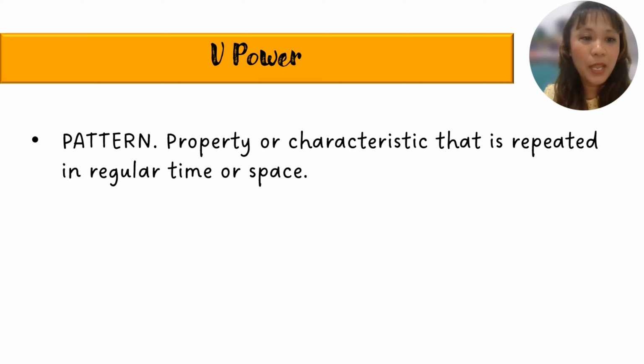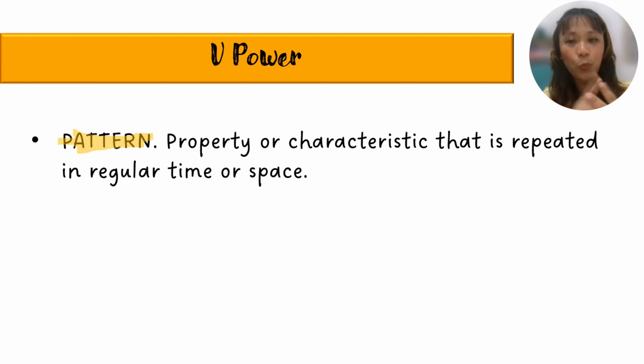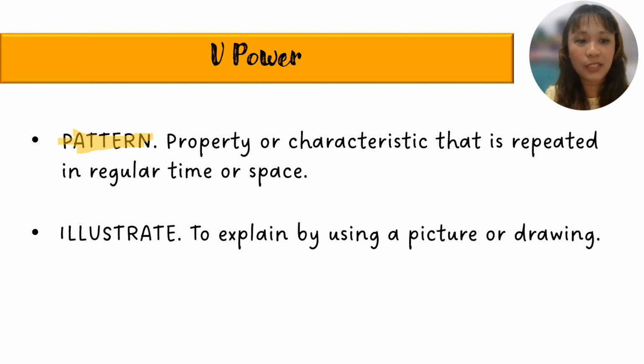First is pattern. Pattern is a property or characteristic that is repeated in a regular time or space. For example, math. Think of 2, 4, 6, 8, 10, 12, 14, 16, 18. You're counting by twos. So that is a pattern. Every two numbers, you count. Or 5, 10, 15, 20, 25, 30, 35, 40, 45, 50. Every 5 numbers, you count. Or last example, 3, 6, 9, 12, 15, 18. Every 3 numbers, you count. That is a pattern.